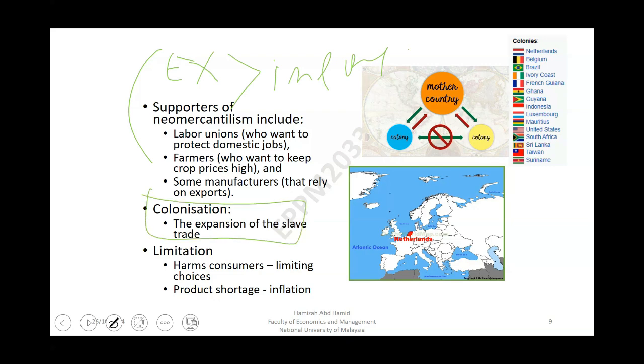I also highlight the importance of colonization here because during this time, this is the expansion of the slave trade. So a few limitations of mercantilism: if you export more and import less, you limit choices for consumers. And if you limit choices for consumers, the nation will experience product shortage. If there's product shortage, inflation will happen.